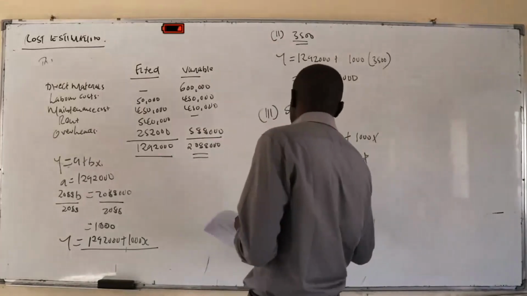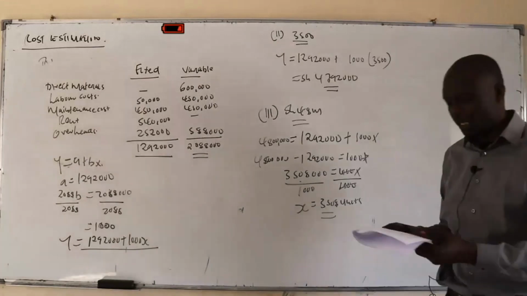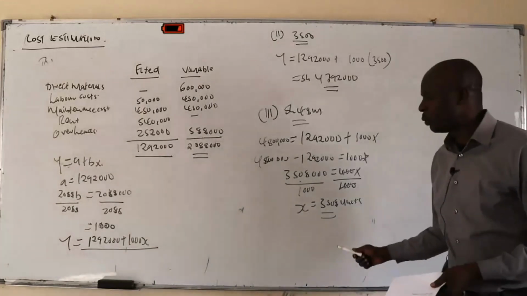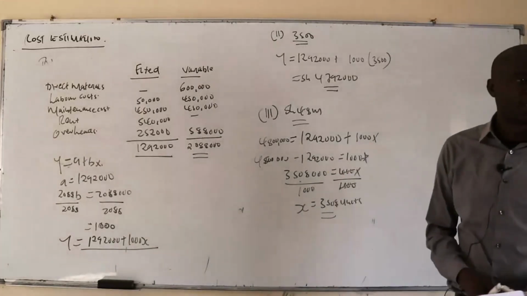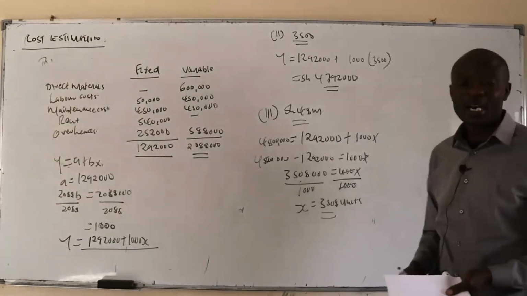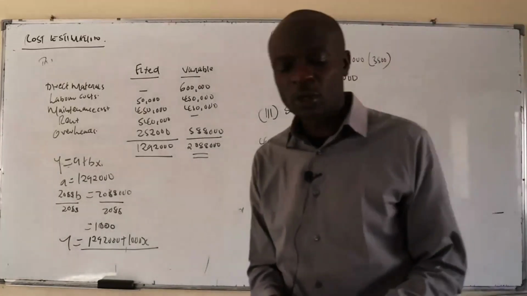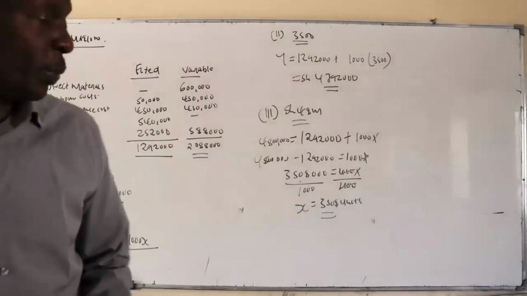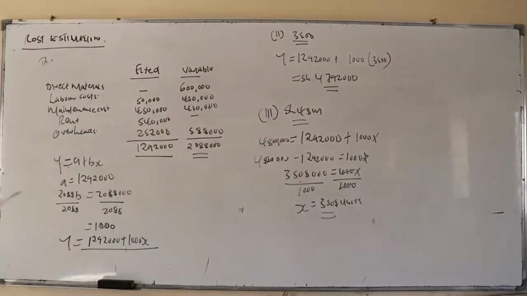So in other words, if the cost is 4.8 million, the total number of units that will be manufactured to match that cost is 3,508 units. So those are the units that will be manufactured to be equivalent to the costs that have been budgeted of 4.8 million. So that is how we use that method.